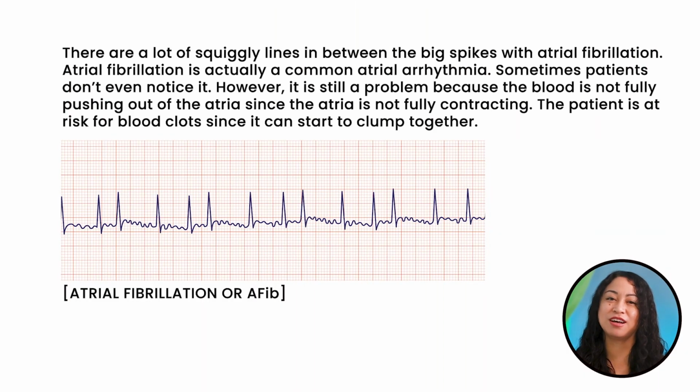There are a lot of squiggly lines in between the big spikes with atrial fibrillation. Atrial fibrillation is actually a common atrial arrhythmia. Sometimes patients don't even notice it. However, it is still a problem because the blood is not fully pushing out of the atria, since the atria is not fully contracting. The patient is at risk for blood clots since it can start to clump together.